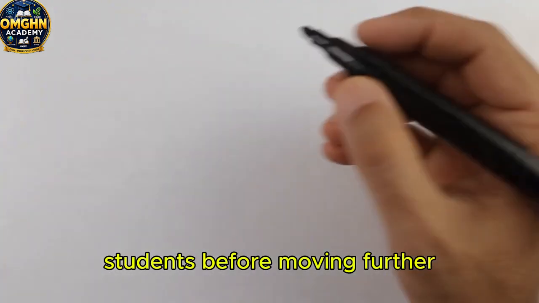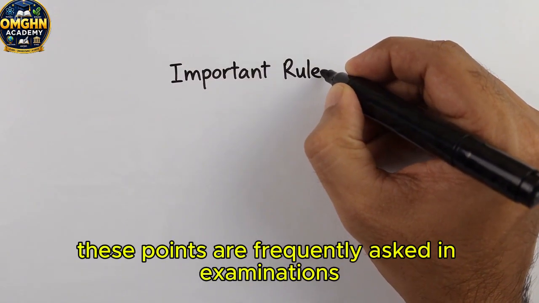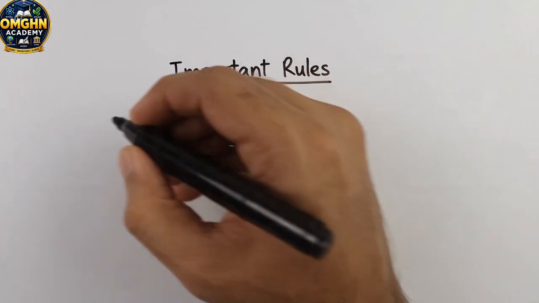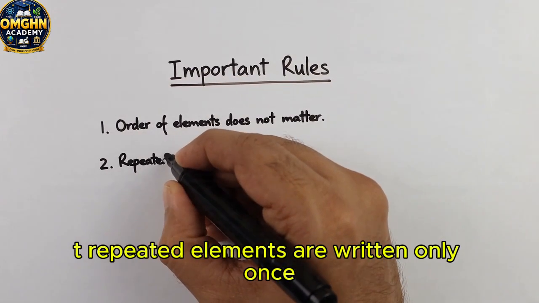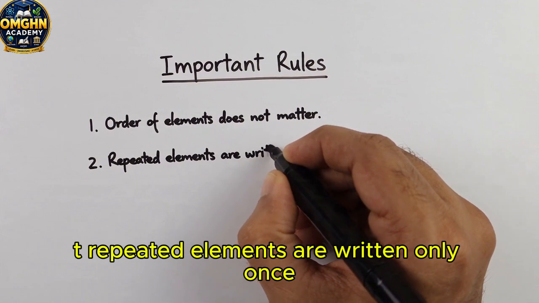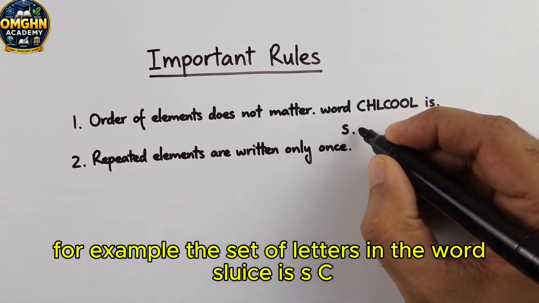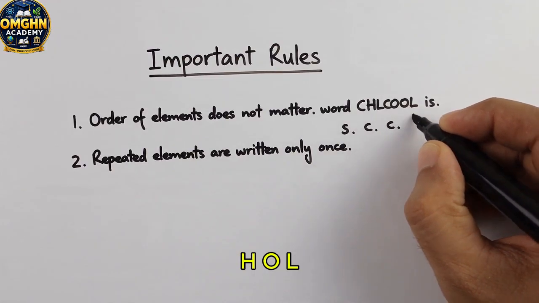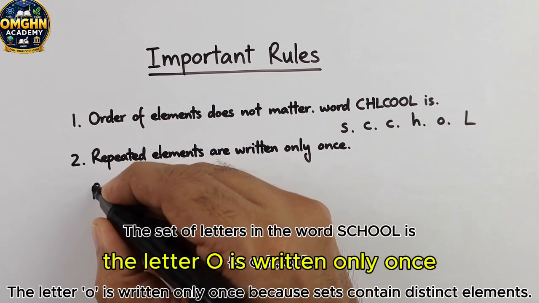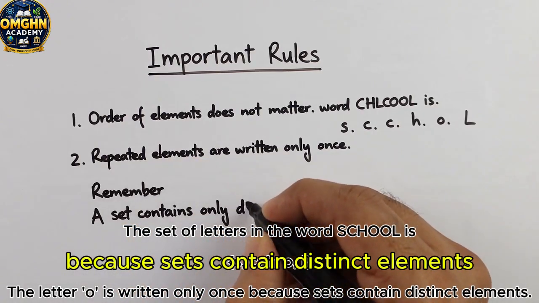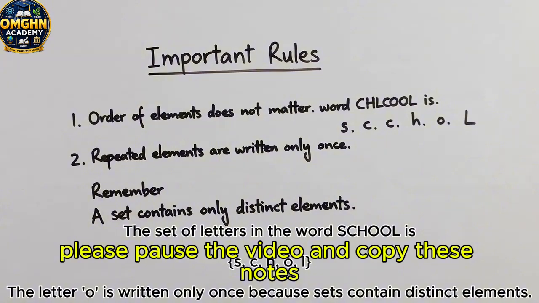Students, before moving further, remember these important rules about sets. These points are frequently asked in examinations. 1. Order of elements does not matter. 2. Repeated elements are written only once. For example, the set of letters in the word SCHOOL is S, C, H, O, L. The letter O is written only once because sets contain distinct elements. Please pause the video and copy these notes.